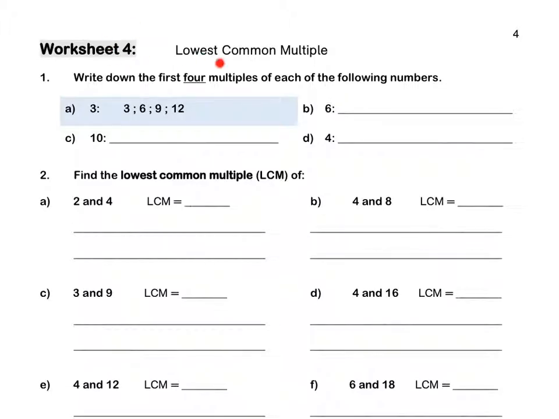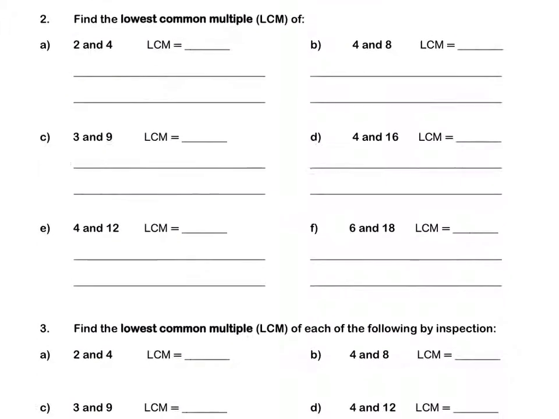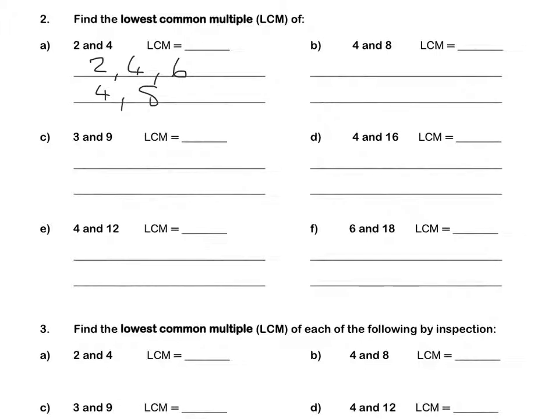Worksheet 4, lowest common multiple. Question 1, write down the first 4 multiples of each of the following numbers. Pause this video to do this by yourself. Question 2, find the lowest common multiple of 2 and 4. The first couple of multiples of 2 are 2, 4, 6. The first multiples of 4 are 4 and 8. Therefore, the lowest common multiple is 4. Pause this video to complete question 2.